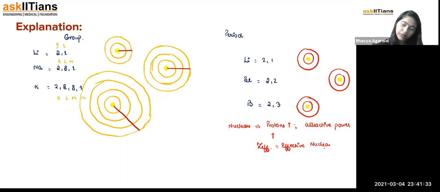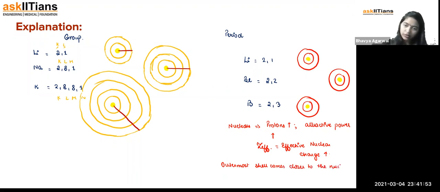So basically, it is because of this sort of attraction that effective nuclear charge increases, and it is because of that that the outermost shell comes closer to the nucleus, and thus the size decreases. Right? Make sense? Yes? Oh, wonderful.